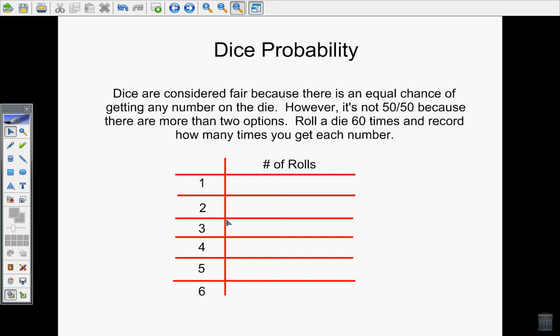For example, I could find the probability of getting an even number versus an odd number. For my even numbers, I should have 10, 20, 30, and that would be 30 out of 60, or about half of the time I should get an even number.